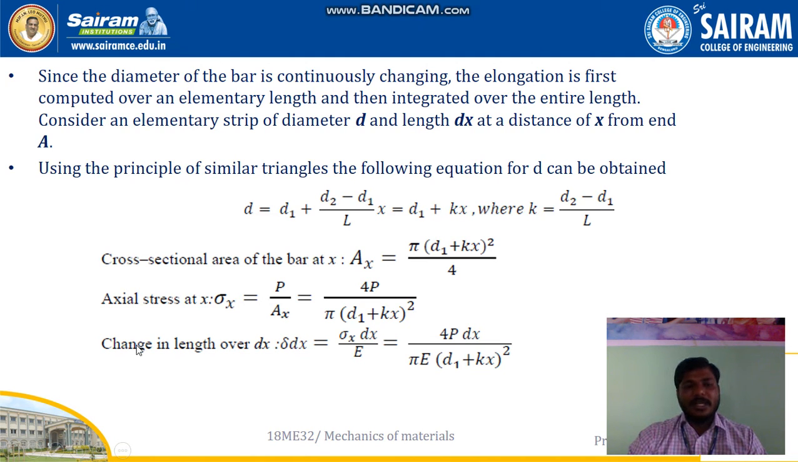Next is the change in length. So change in length is dx. Dx is nothing but a change in length from the smaller diameter to the larger diameter. So that change in length we are going to define in the form of delta. Delta indicates delta L or delta D, that is change in length or change in diameter. So that is the reason we are going to use the symbol delta.